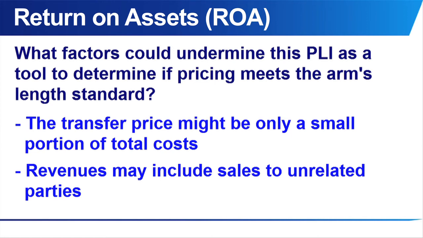This is the case when a manufacturer not only sells its manufactured product to a related distributor, but it also sells to unrelated parties. The smaller the related party portion of these costs and revenues, the less effective the usage of a PLI would be in this case. In other words, the last two examples would make the ROA insensitive to variations in transfer price.